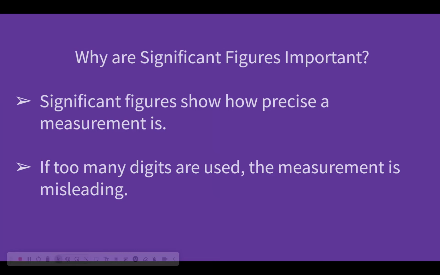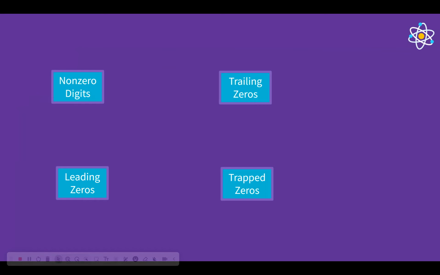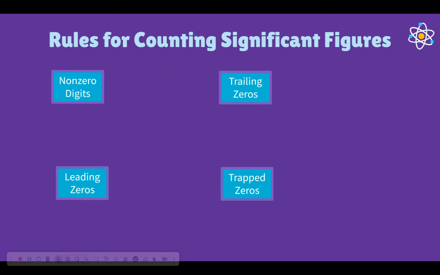So why are significant figures important? Just like with the ruler, we can see how precise our measurement is based on the increments on the device we're using. So significant figures show us how precise our measurement is. And if you string out a whole bunch of digits that aren't listed on your measuring device, it makes the measurement very misleading.